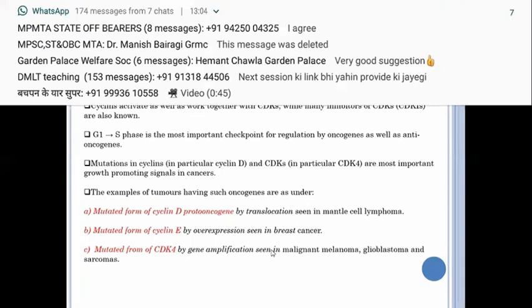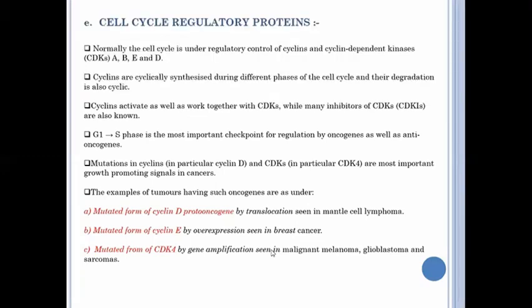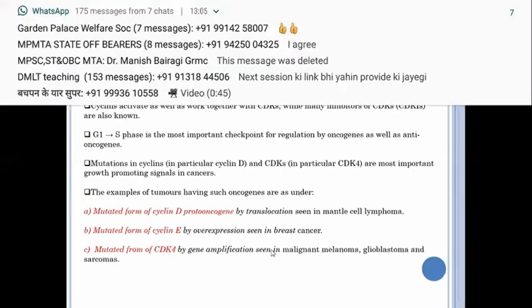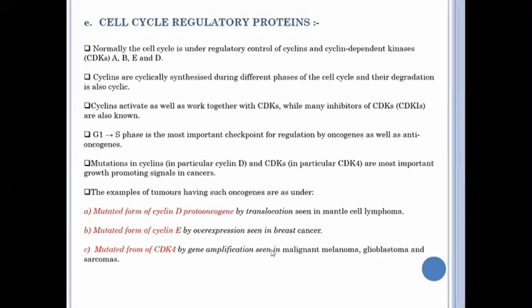So the G1/S phase is the most important checkpoint for regulation by the cells, internally by cyclin and the cyclin-dependent kinases, particularly CDK4, or cancer. Some examples of the tumors: the mutated form of the cyclin D proto-oncogene by translocation is seen in mantle cell lymphomas. The mutated overexpression of CDK4 is seen in malignant melanoma.